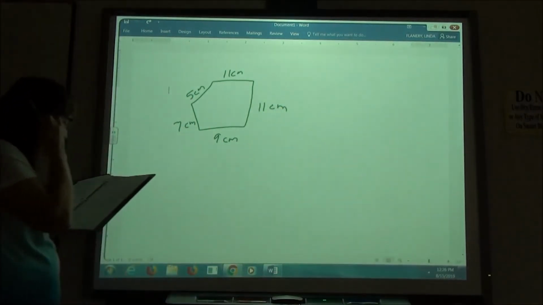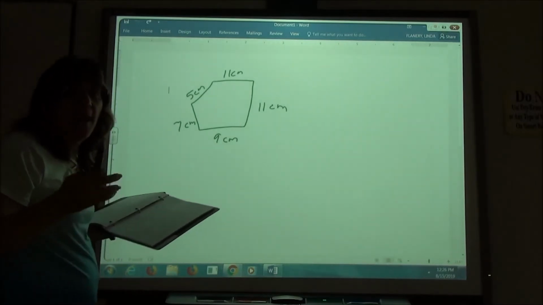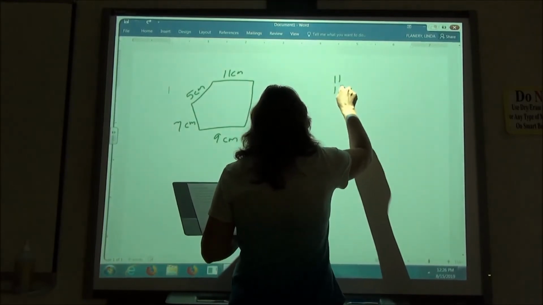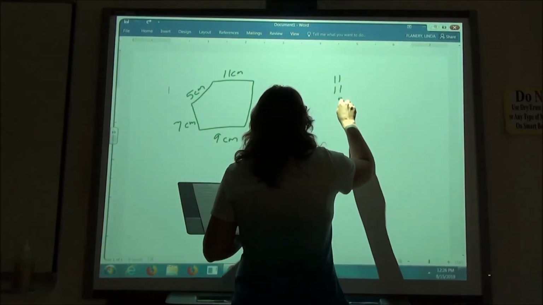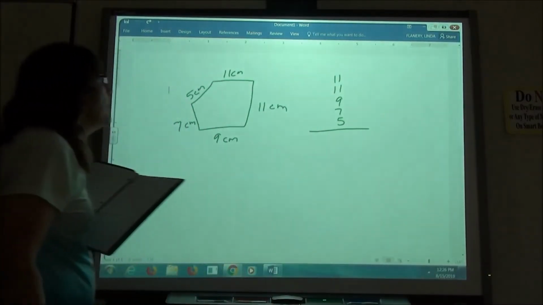So again, it says find the perimeter. To find the perimeter, we're just going to add up all the sides. Make sure you put the units on your answer. So I have a side that's an 11, another side that's an 11, a 9, a 7, and a 5. And I'm going to add all of that up.